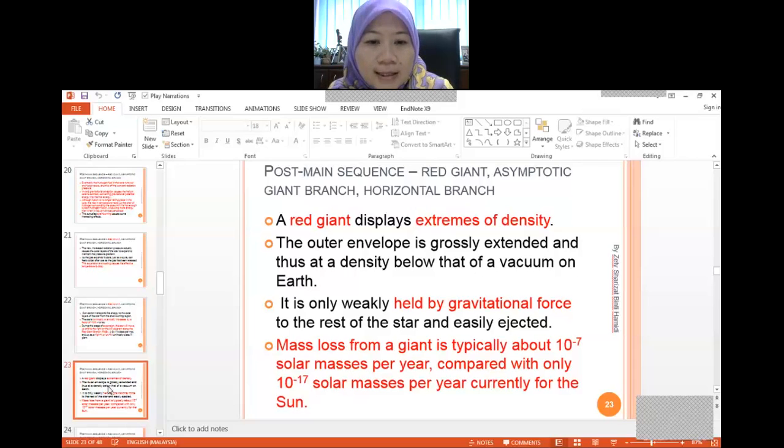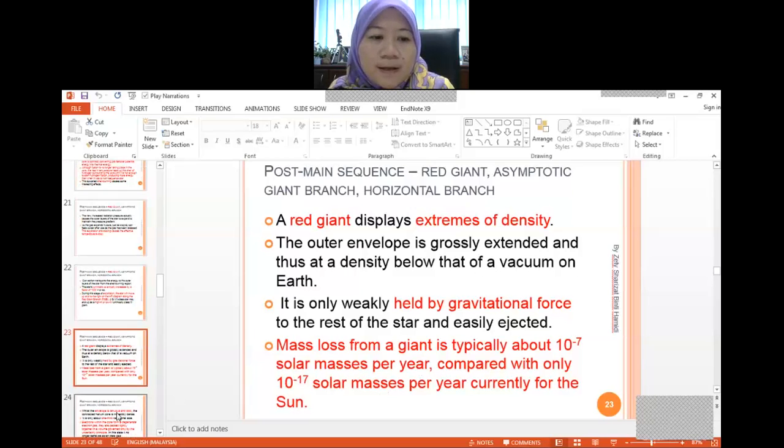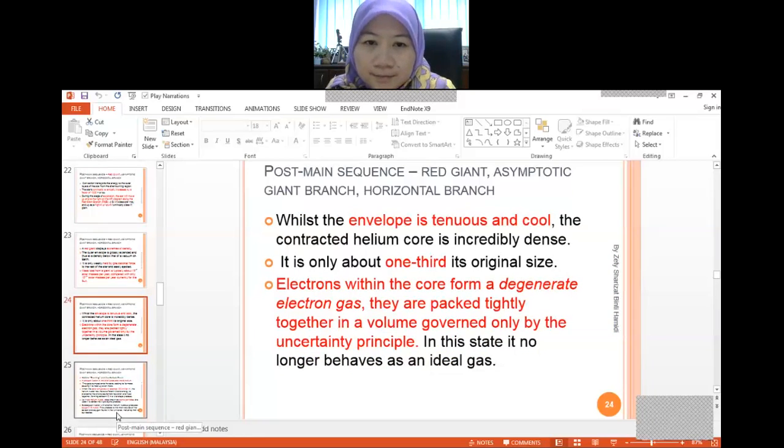So we can see that the mass loss is actually increasing in this stage. It is about 10 to the power of negative 7 compared to 10 to the power of negative 17 during the main sequence stage. Okay, and of course, the envelope will be thinnest and also cool. This is about 1/3 of the original size. So in terms of envelope, it is 1/3.